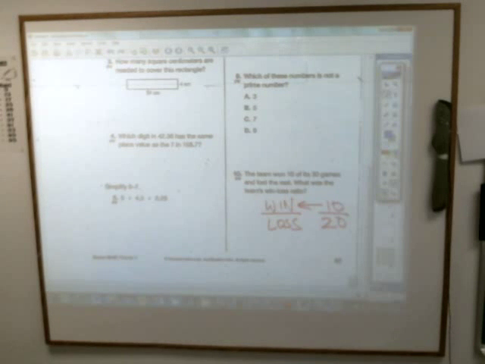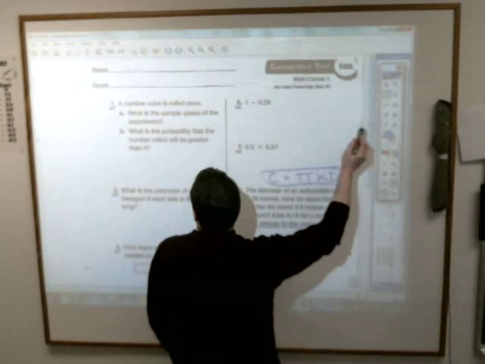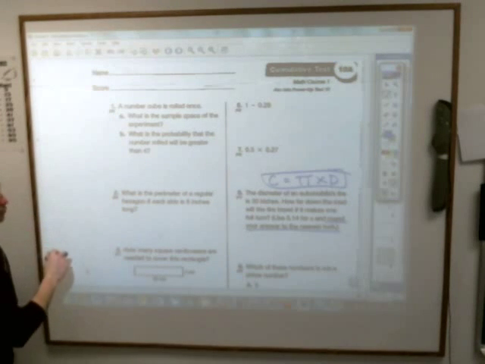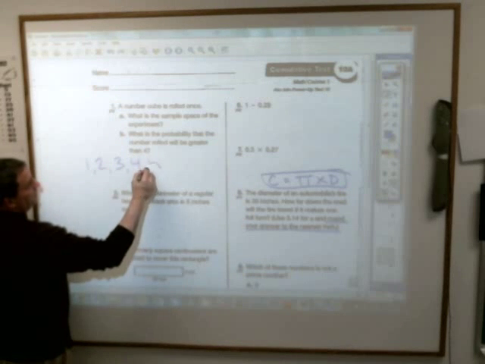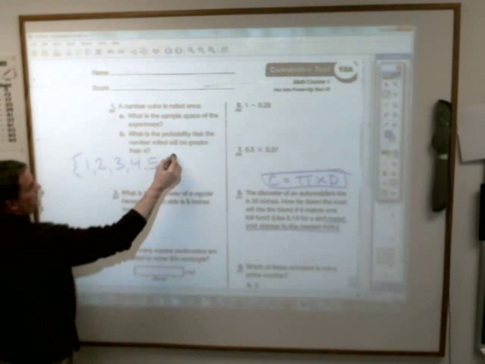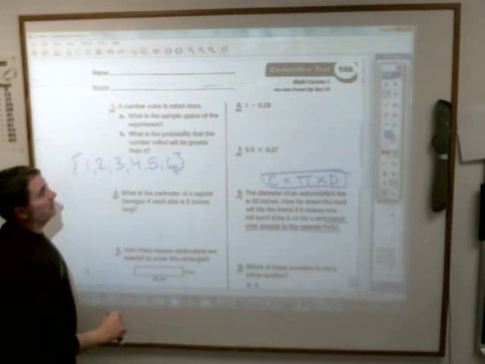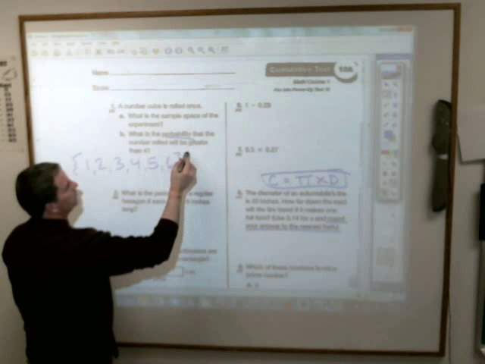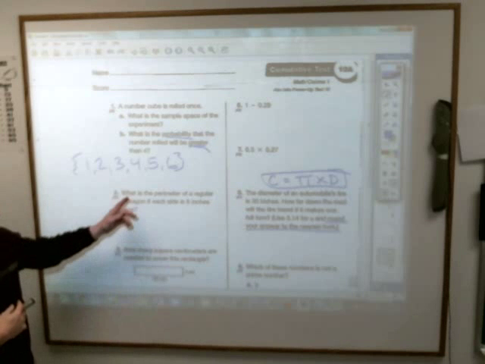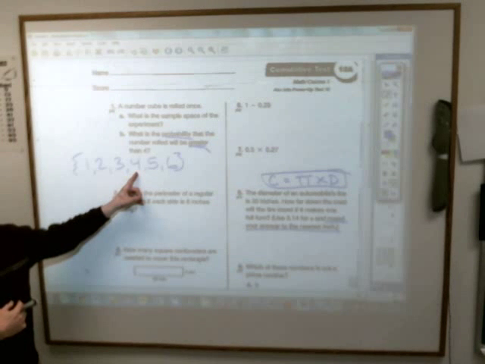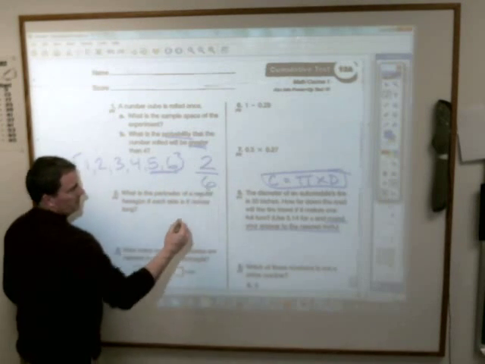DJ: I don't get how I got 1B. So you got number 1A, right? The sample space of the outcomes are 1, 2, 3, 4, 5, and 6. That's your sample space. When you roll a cube, those are the different sides that come up. Now this is what I write as a note to myself. What's the probability the number will be greater than 4? You have to ask yourself, what numbers are greater than 4? Is 4 greater than 4? No. So only 5 and 6 are the 2 out of the 6 that are greater than 4.